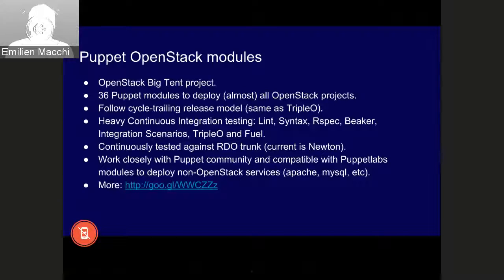This is a Big Tent project, which is supported by the OpenStack community. We are following the same release cycle model as TripleO, which is also the same as the other projects in OpenStack. We make a release every 6 months for the new OpenStack release. We have huge continuous integration testing. We are testing a lot of things. And the exciting thing that we are testing is the actual TripleO jobs. So we are running multi-node testing on top of the Puppet modules. If you're submitting a patch in Puppet Nova, we will actually deploy some nodes and test that you can deploy Nova and configure it, and Nova is actually working.